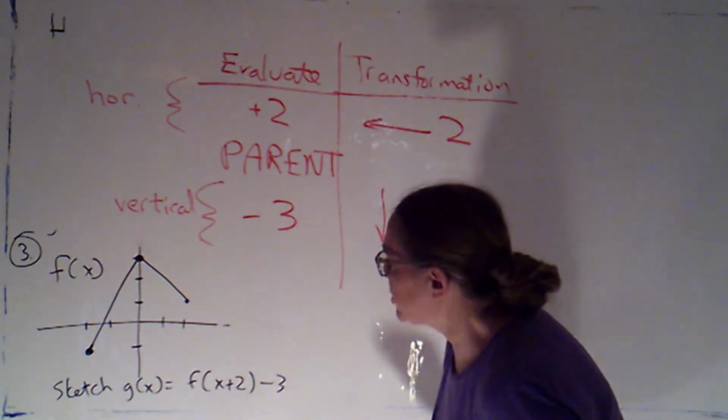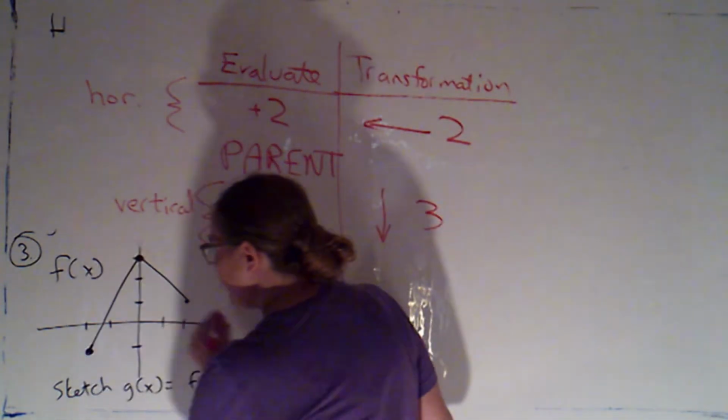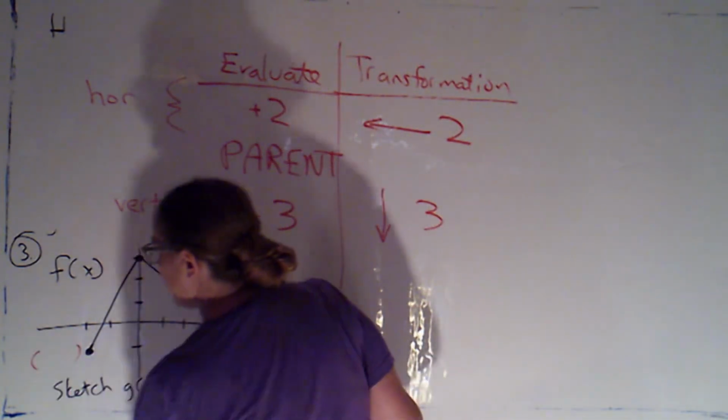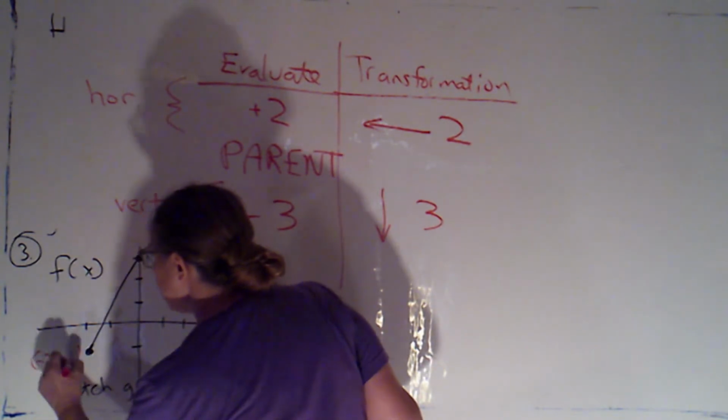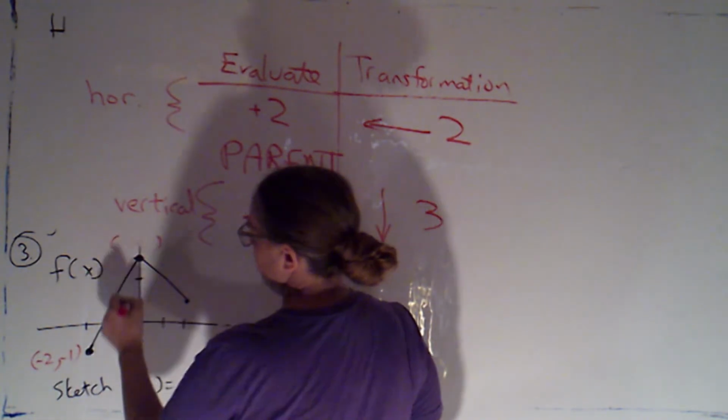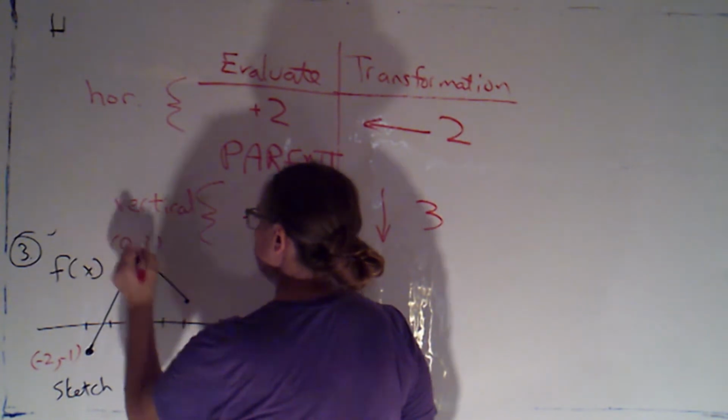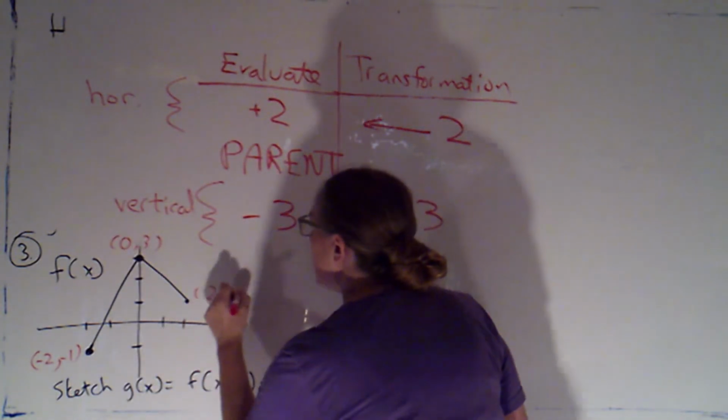Now, with this function, I can see there are 3 important points. I'm just going to label their coordinates. So this would be -2, -1. This is going to be the point 0, 3. And this is the point 2, 1.